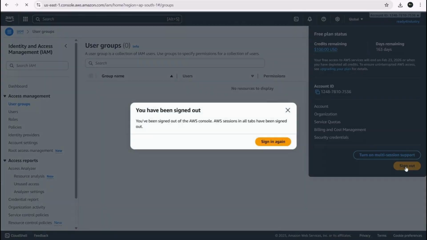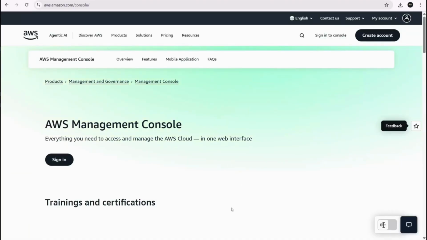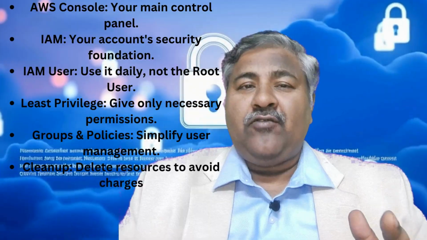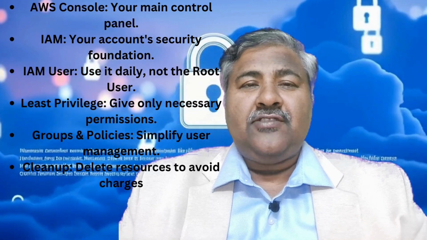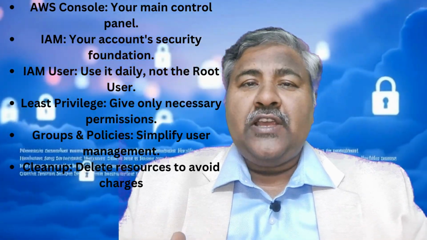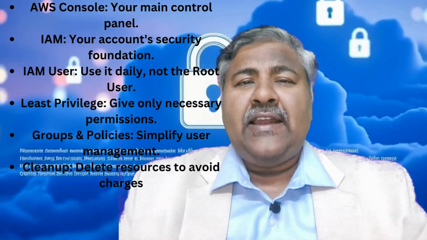Great. Now that you have got your IAM user setup, let's go back and summarize what we learned. The AWS Management Console is the central hub. IAM is a security foundation, and we should always use an IAM user instead of the root account. We learned how to create a user, put them in a group, and attach a policy to manage their permissions. These are the absolute fundamentals of working securely in the cloud. Now you're all set to begin building.